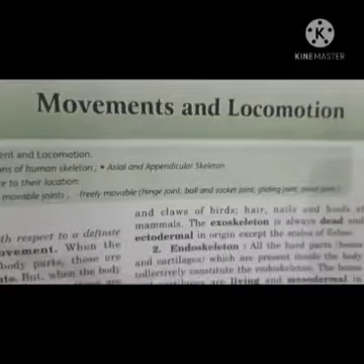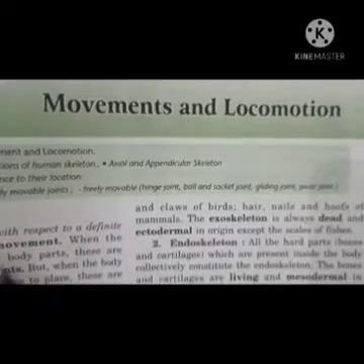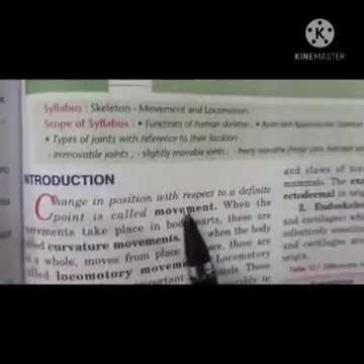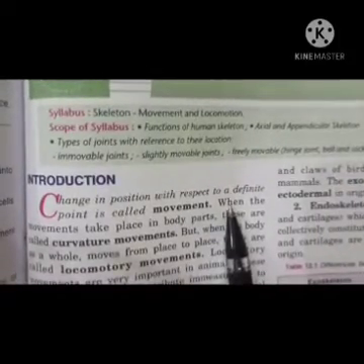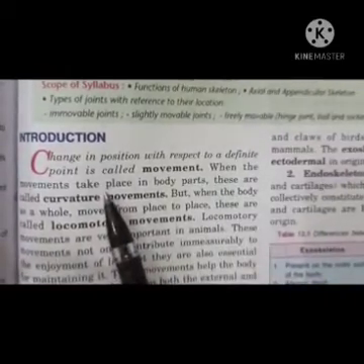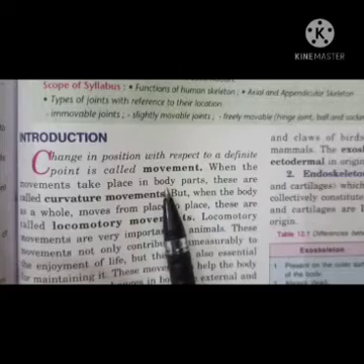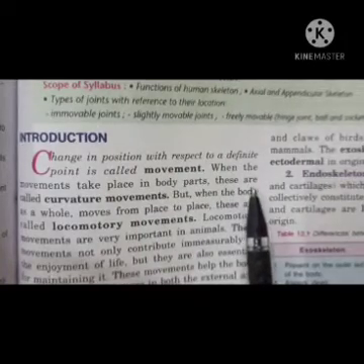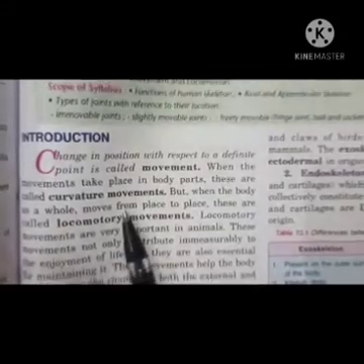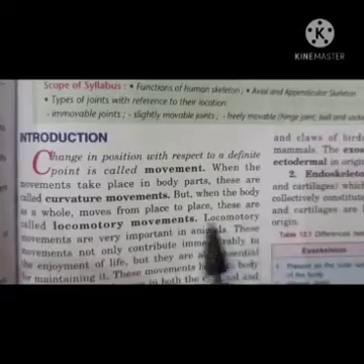Now, children, in this video, I'm going to revise the chapter Locomotion and Movement. What is movement? It is the change in position with respect to a definite point. There are two types of movements: curvature movement and locomotory movement. When the movement takes place in body parts, it is called curvature movement. But when the body as a whole moves from one place to another place, then it is called locomotory movement.